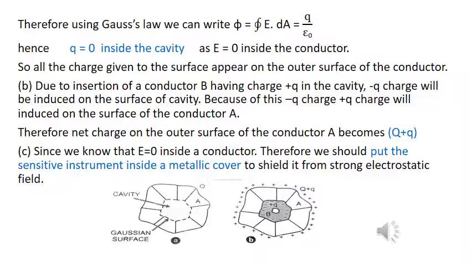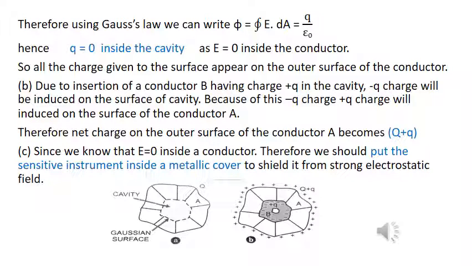Part B. Due to insertion of the conductor B in the cavity having charge plus q, a minus q charge will be induced on the surface of the cavity, and due to that minus q charge, a plus q charge will be induced on the surface of conductor A. Therefore, the total charge on the outer surface will become capital Q plus small q, because it was given in the question that a plus Q charge is on the surface of the conductor, and due to induction another plus small q charge is induced on the surface, so the net charge will be the sum of the two.